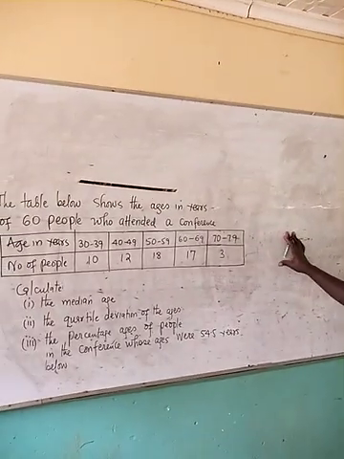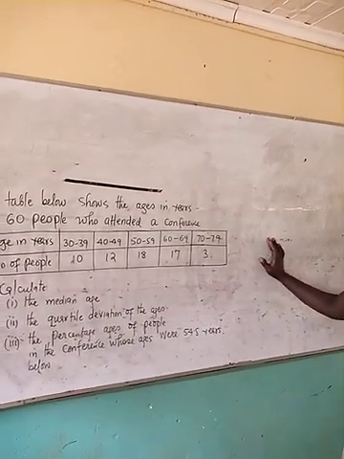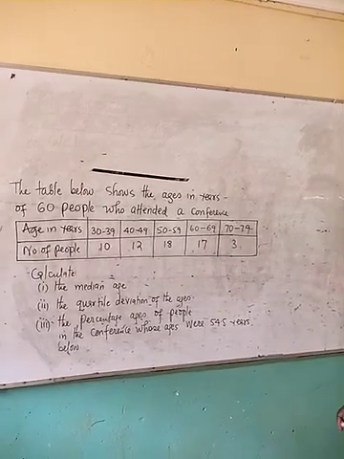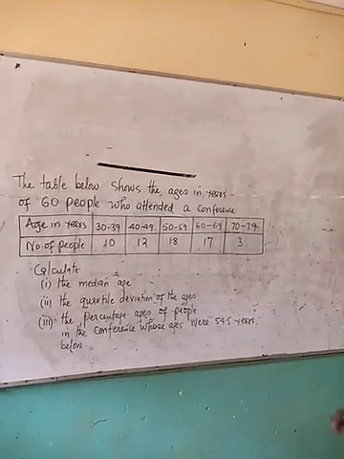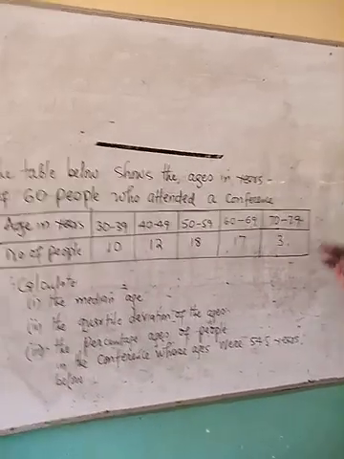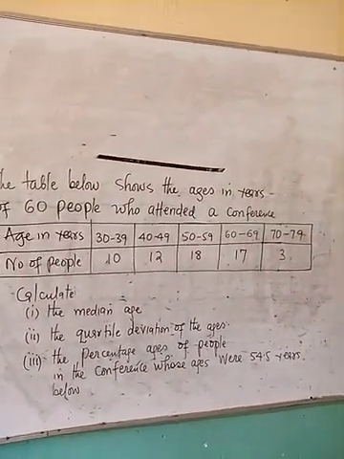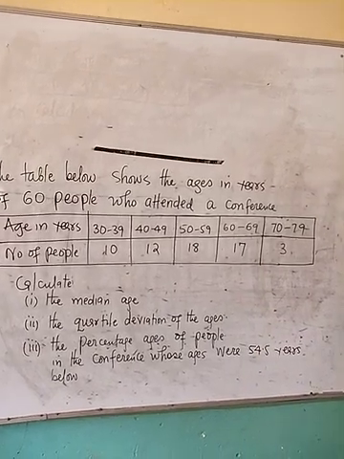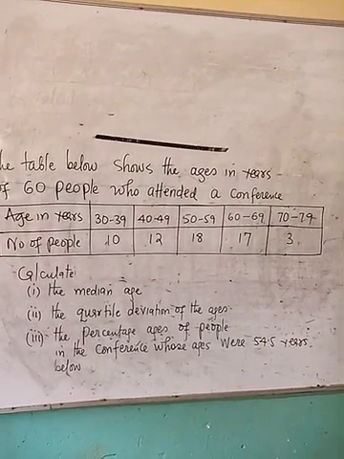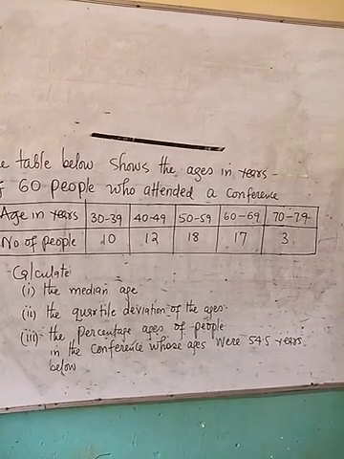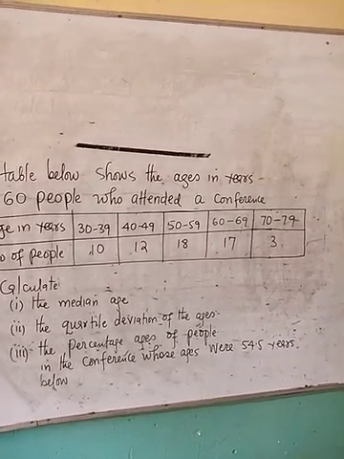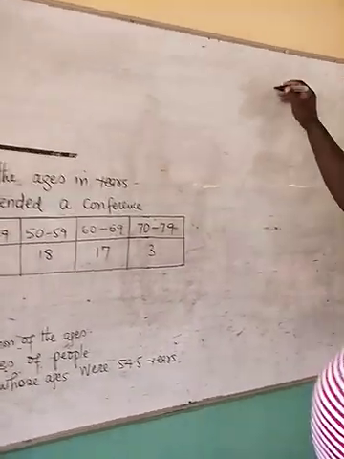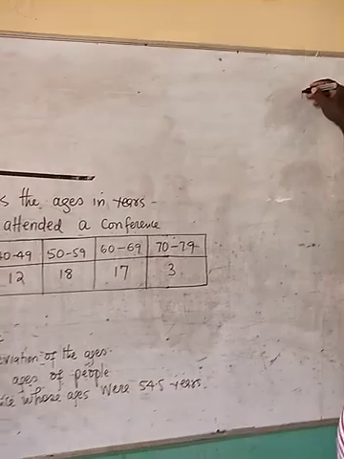So I want us to look at another example here, where we are told that the table shows ages in years of 60 people who attended a conference. The ages are given in years, ranging from 30 to 39, and the last age group is 70 to 79. The number of people falling in those particular age groups are given, and the question goes: calculate the median age.